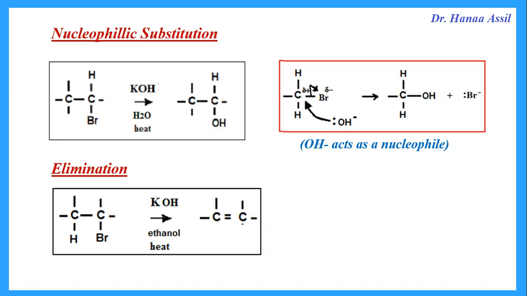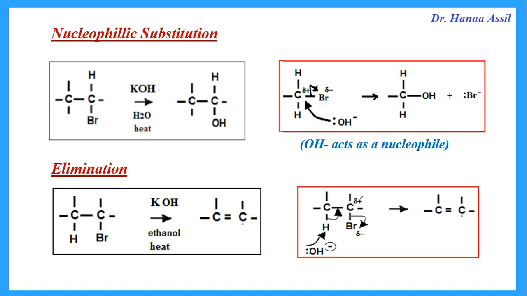But if we react the halogenoalkane with hydroxide in presence of alcohol or hydroxide in presence of ethanol, in that case, we do not replace Br with OH. What happens is an elimination reaction in which the hydroxide is acting as a base. Please note, in this case, the hydroxide is acting as a base. It is removing that hydrogen on the neighboring carbon. The electrons are used to form a double bond.